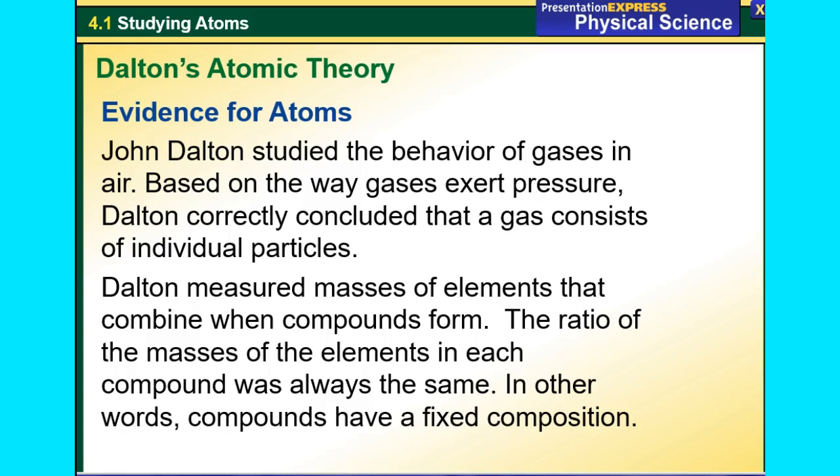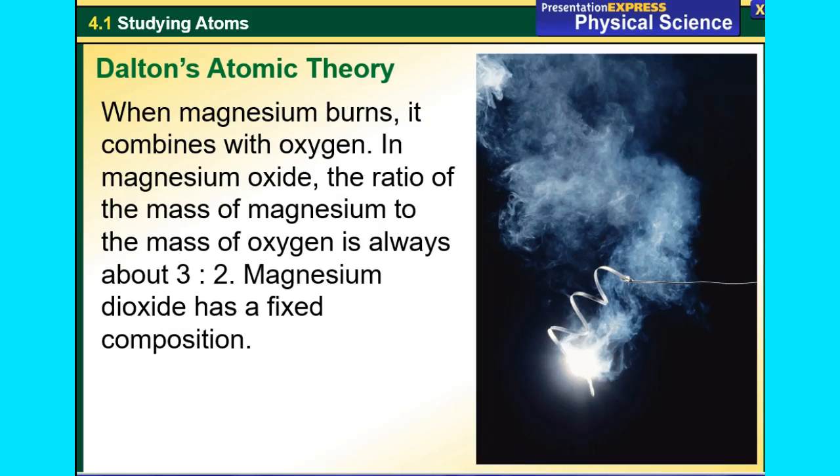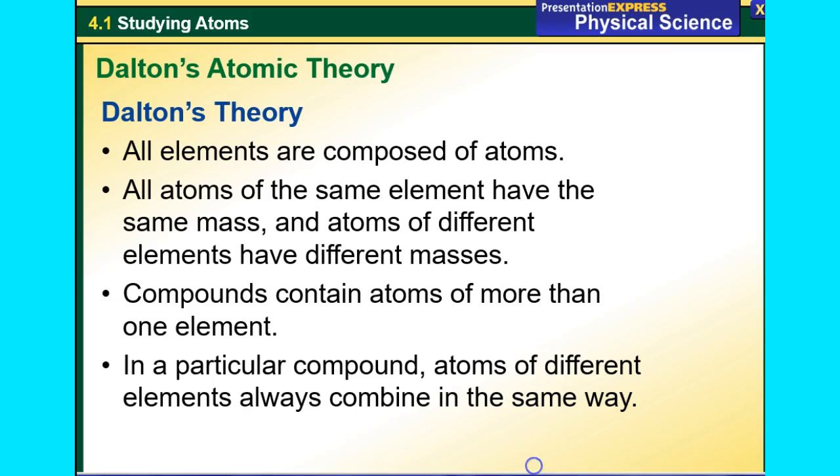Dalton measured masses of elements that combine when compounds form. The ratio of the masses of the elements in each compound was always the same. In other words, compounds have a fixed composition. When magnesium burns, it combines with oxygen. In magnesium oxide, the ratio of the mass of magnesium to the mass of oxygen is always about 3:2. Magnesium oxide has a fixed composition.